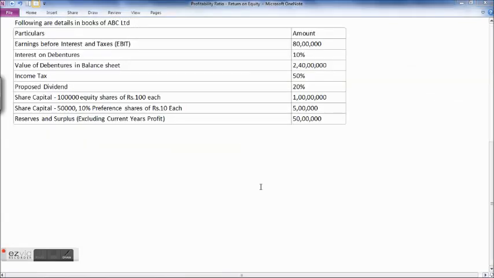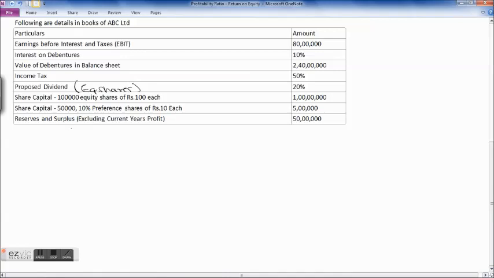Now following are the details in the books of ABC Limited. Earnings before interest and taxes 80 lakhs, interest on debentures is 10%, value of debentures in balance sheet is 2 crore 40 lakh, income tax is 50%, proposed dividend. Now this proposed dividend is a proposed dividend on equity shares, 20%. Share capital is 1 lakh equity shares of rupees 100 each, 1 crore. Share capital 50,000, 10% preference shares of rupees 10 each, 5 lakh. And reserves and surplus excluding current year profit is 50 lakh.